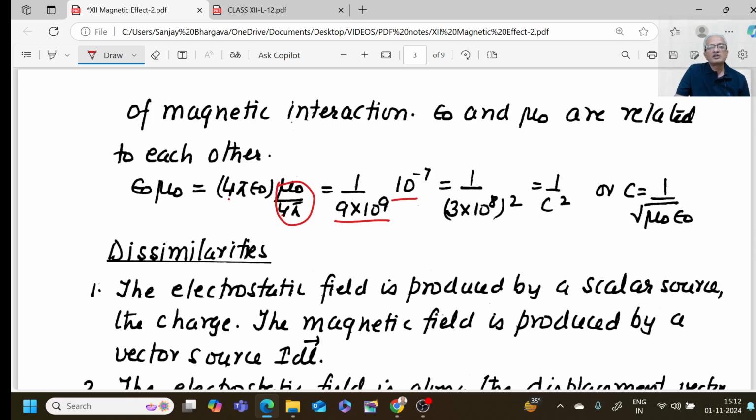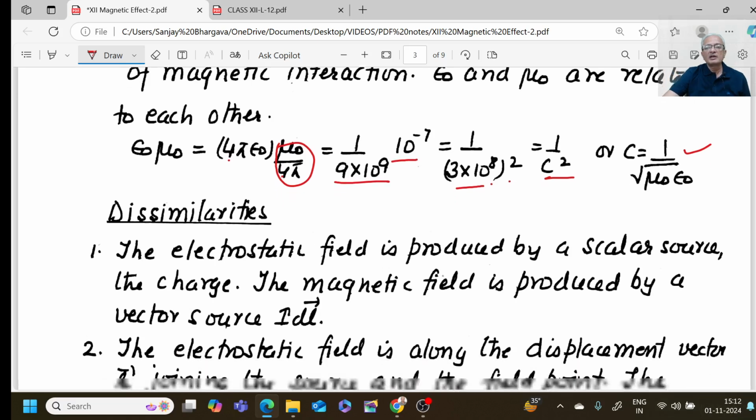So this would be equal to 1 upon (3 into 10 raised to power 8) whole square. So 3 into 10 raised to power 8 is nothing but the speed of light. So we write it as 1 upon c square. And c would be equal to 1 upon under root mu 0 epsilon 0.